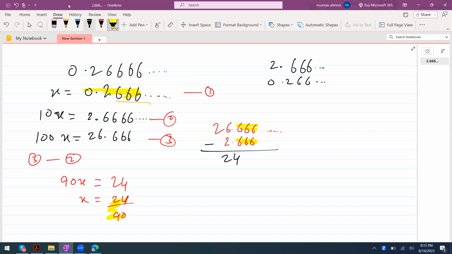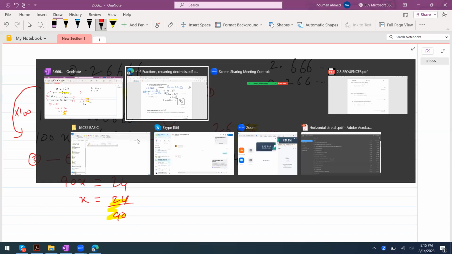No, I just multiply this number 1 equation. I multiply with 100, both sides. X times 100, sir, is 100x. 0.2666 multiplied by 100 is 26.666. Okay, sir. So let's try the other one.